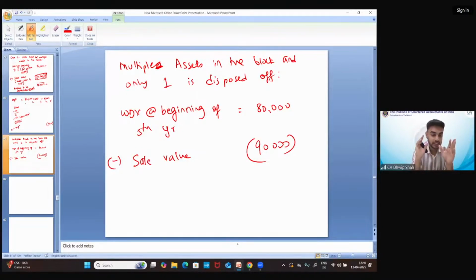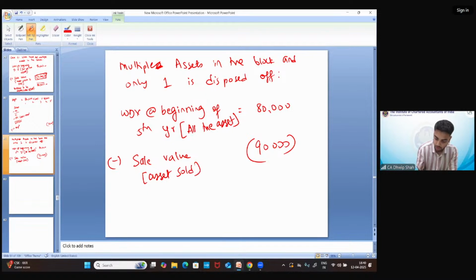There are multiple assets again in the block, and I'm disposing of only one of them. So the first step is to calculate WDV for all the assets at the beginning. It is 80,000. But I have sold the asset for 90,000. Somewhere I got a very good deal. So in this scenario, what will happen?